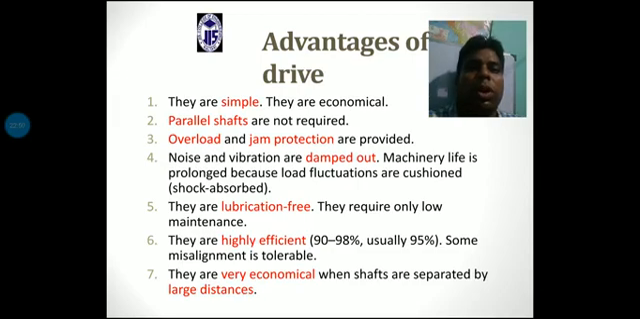Point number three, overload and jam protection are provided. Point number four, noise and vibrations are damped out. Machinery life is prolonged because load fluctuations are cushioned, that means shock absorbed. Point number five, they are lubrication free. That means no lubrication system will be applied.